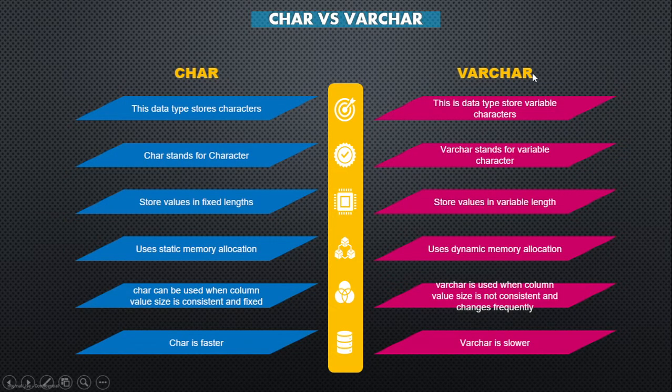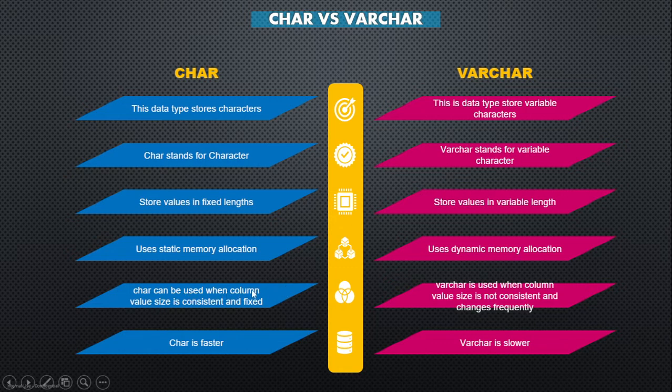Both, as I told you, are used to store characters or strings, a collection of characters. It can be a combination of alphabet plus numeric plus special characters. Char stands for character, varchar stands for variable character. Char stores values in fixed length, varchar stores values in variable length. Char uses static memory allocation, whereas varchar uses dynamic memory allocation.